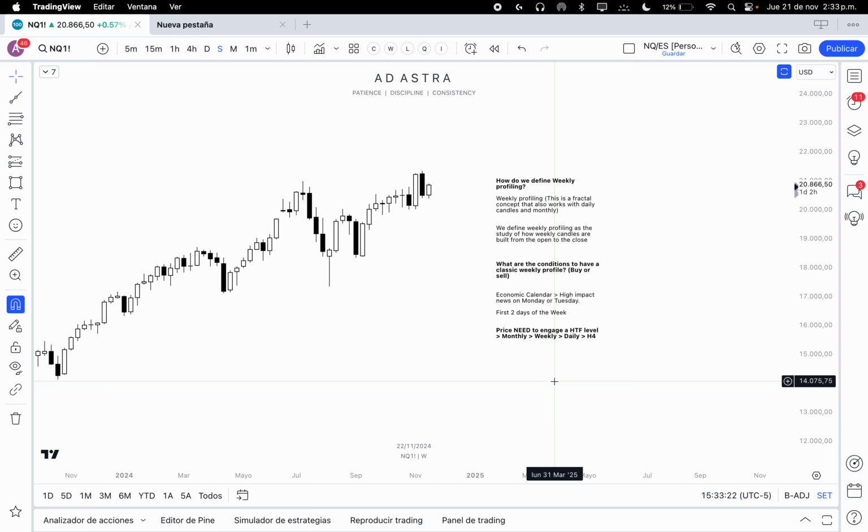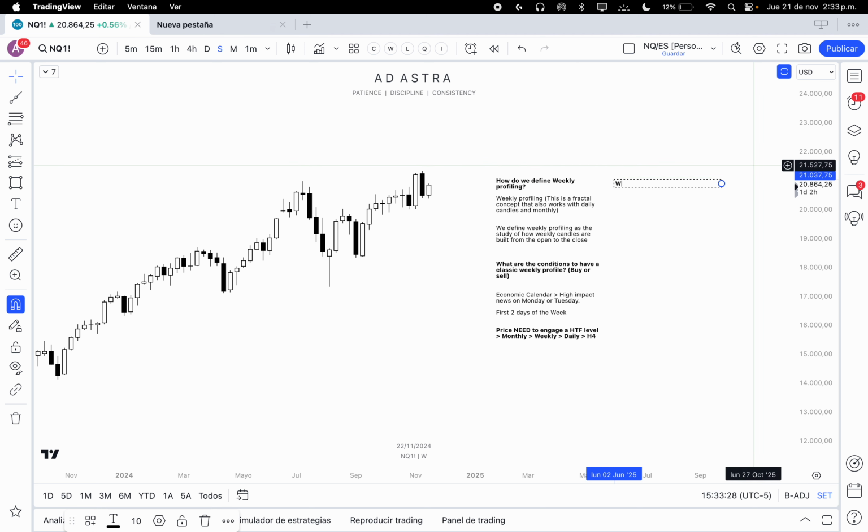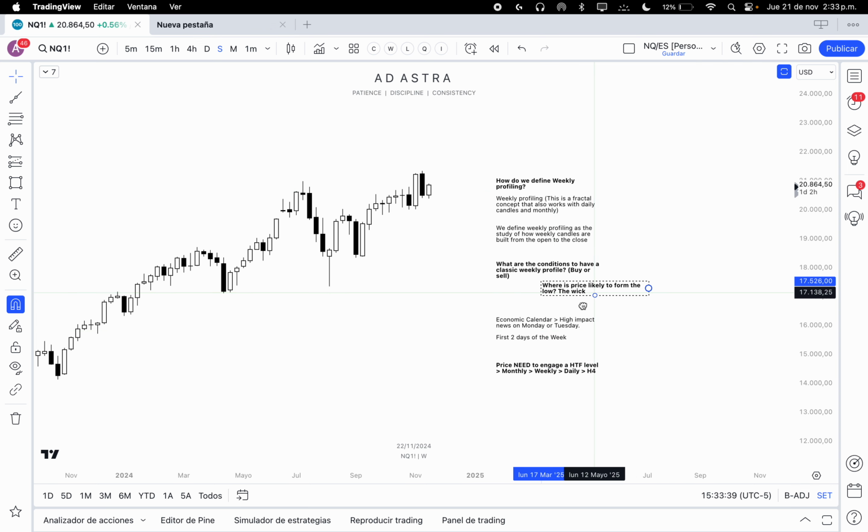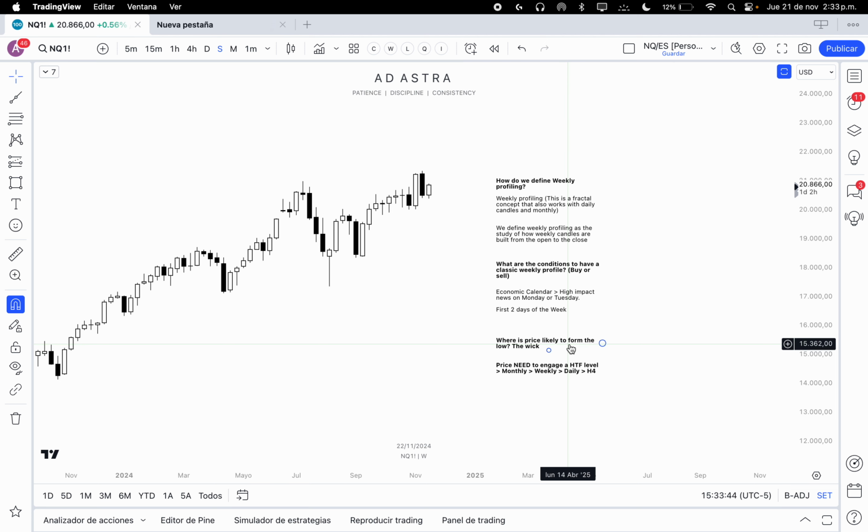So at this point, it should be really simple, guys. And I want to ask you, where is price likely to form the low of the week, for example, if it's a classic buy week? Where is price likely to form the low of the week? Price is likely to form the low on higher time frames, monthly, weekly, and daily levels, okay?